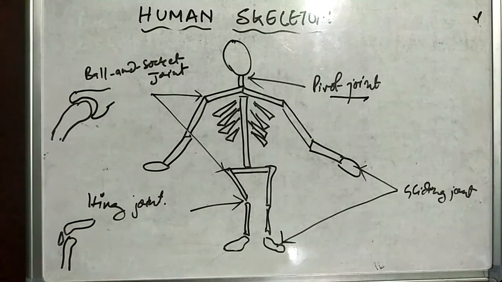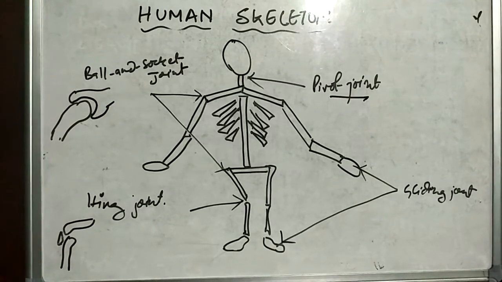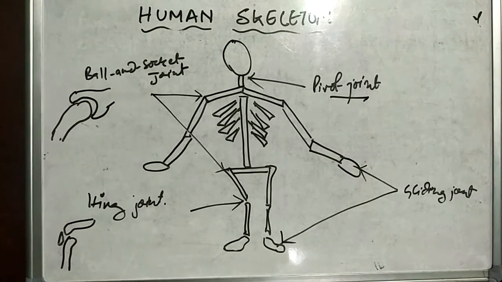Now come to the gliding joint. Mostly you will find the gliding joint in the fingers. This type of joint is also found in the wrist and ankles, where bones can slide over each other. Because of the presence of the gliding joint, we can move our fingers very easily. So those are the types of joints.